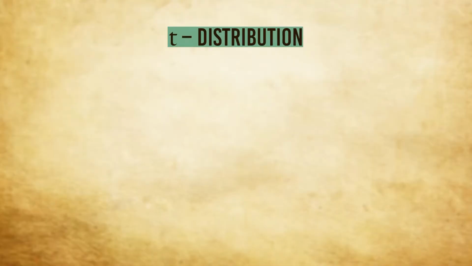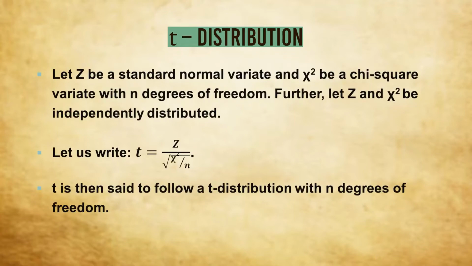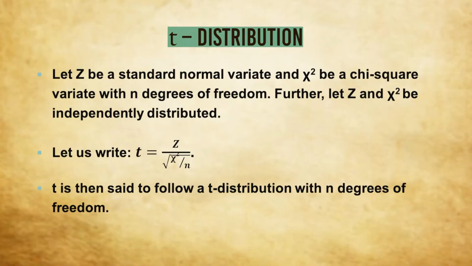Let us first consider the T distribution. Let Z be a standard normal variate and chi-square be a chi-square variate with n degrees of freedom. If you can recall, earlier we said that a standard normal variate is nothing but a random variable that follows a normal distribution with mean 0 and variance unity. And we have already come across the chi-square distribution, which can be seen as the sum of squares of n independent standard normal variates. We define T as Z divided by root over chi-square by n.